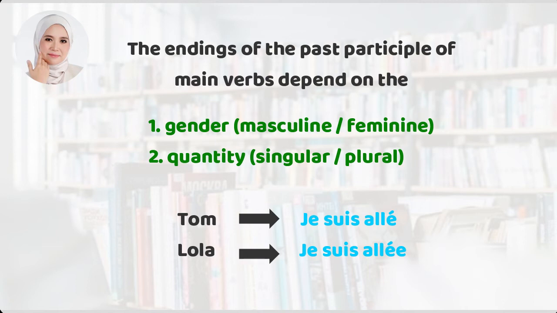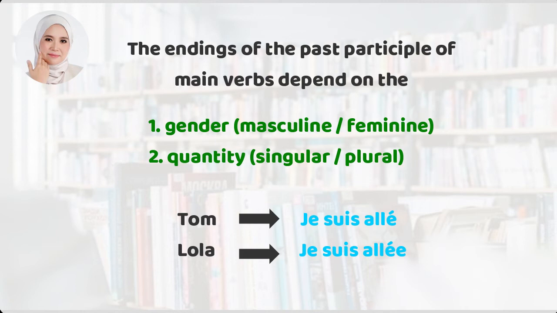The first point is gender. Now, here you have two people, Tom and Lola. Tom said, "Je suis allé." When he speaks, he says, "I went." So there is no ending added to the past participle, allé. But when Lola says, "Je suis allée," she also says, "I went." The ending "e" is added because she is a girl. Can you see that? For male, no need, but for female, you add "e."